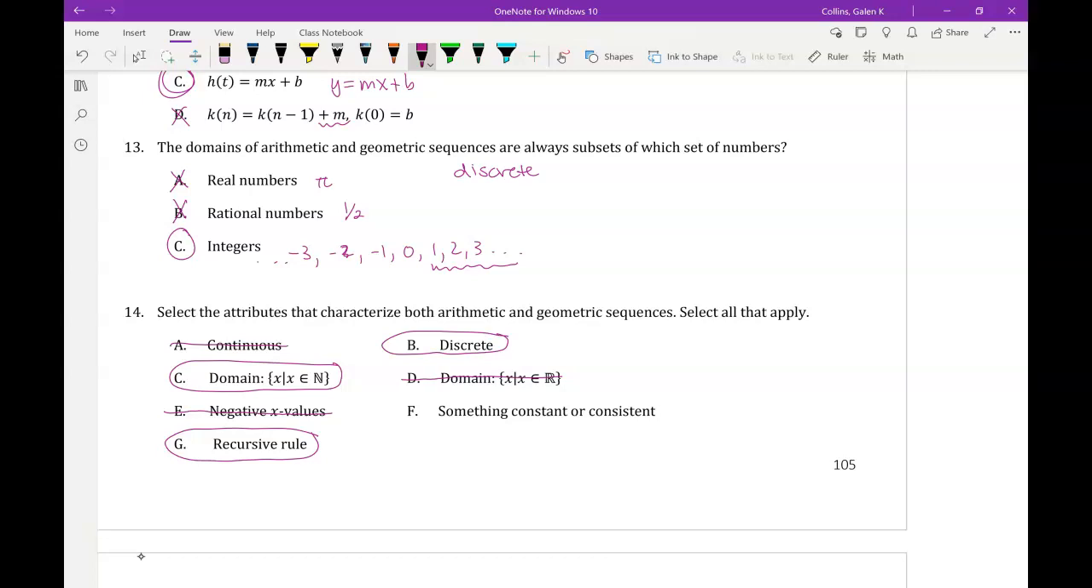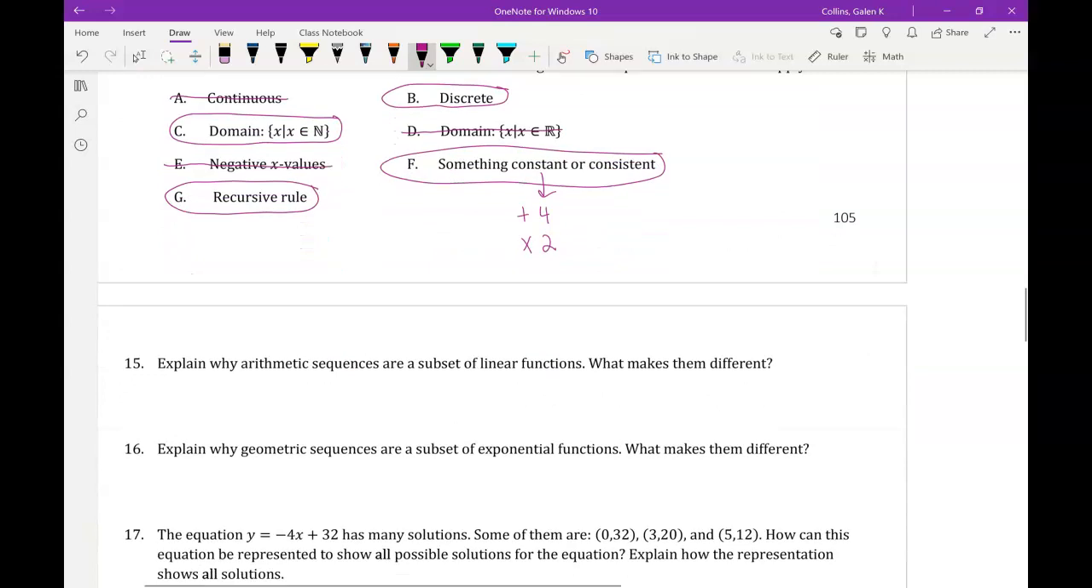I think F is just kind of confusing. I don't think this choice makes a lot of sense, but I'm going to go with it. Something constant or consistent. Well, what I think this means, although I think this could be written a lot better, is that a constant might be like a constant rate of change. So in a sequence, if I'm adding 4, or it could be a constant or common ratio. So let's say I'm multiplying by 2 in my sequence, I would call that the common ratio. But I don't love the way any part of this question was worded, and that's just my personal feeling.